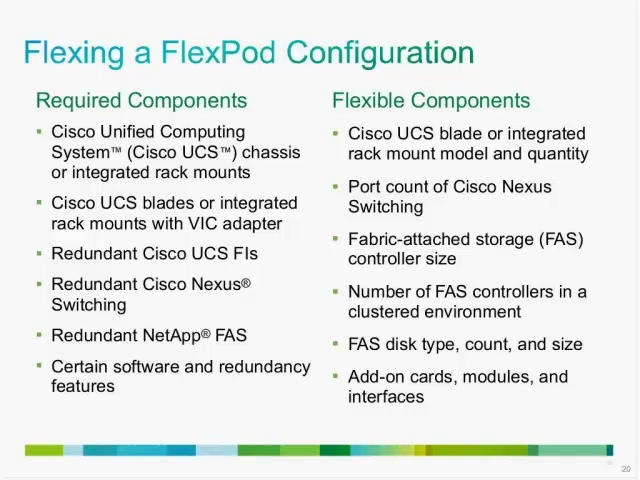Some of the flexible components are, once you use the items on the left-hand side to build a base Flexpod model, you can enhance it. You can increase the port count. You can buy bigger switches. You can deploy 5K. You can deploy 7K. You can deploy different models of these switches. Same thing with FAS. Depending on the requirements, you could go with the 2200 series or 3200 series or a 6200 series. Port count I already mentioned. Same thing is true for the disk types, their count and sizes, and add-on cards and modules, etc.